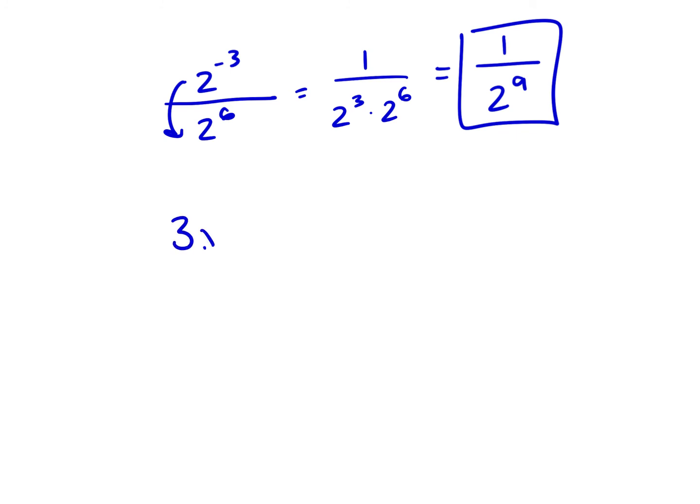Another one was 3x to the 4th power squared. What should I do first here? Distribute. A lot of people forgot to distribute that squared to the 3. So it's 3 squared and x to the 4th power squared. What is 3 squared? 9. People were putting 6. It is 9. 3 times 3 is 9. And then what do I do when I have a power raised to a power? Multiply. So this is 9x to the 8th power.